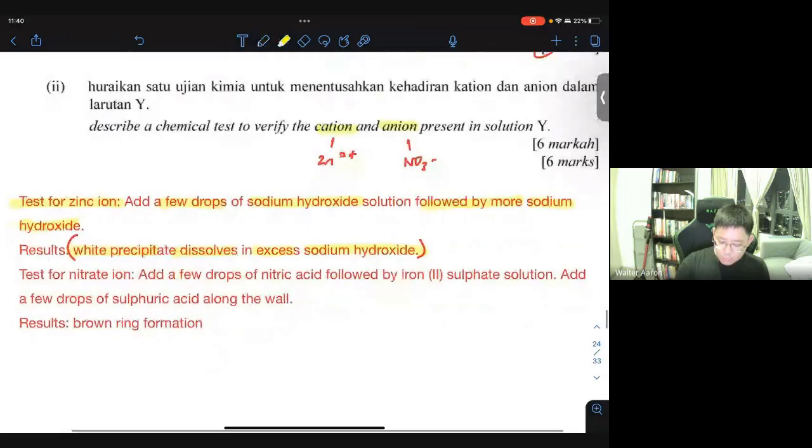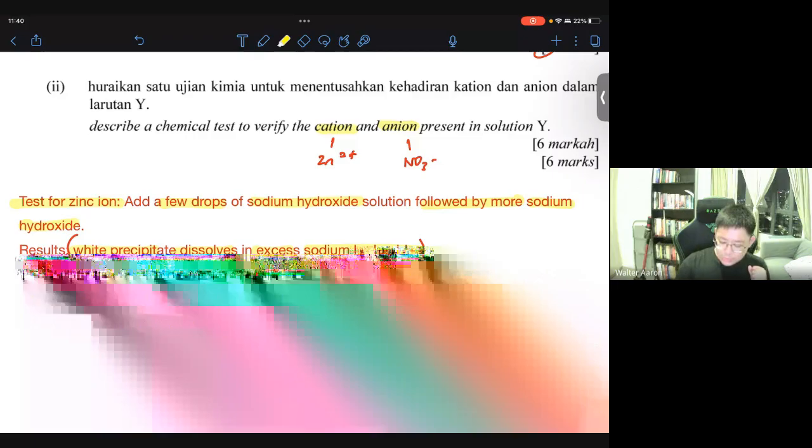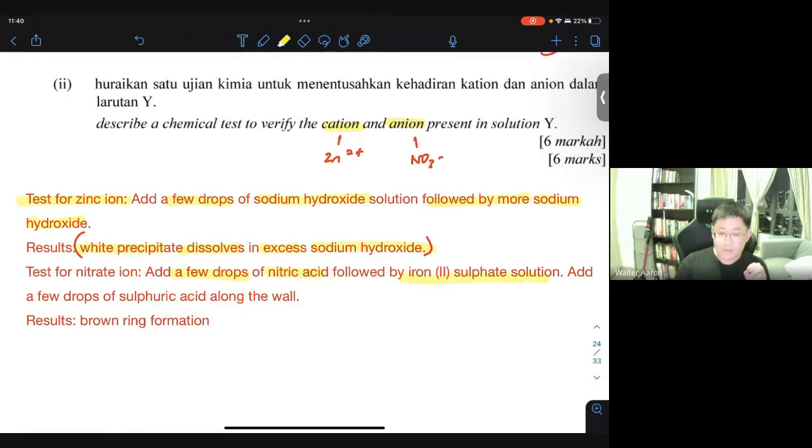You first add a few drops of nitric acid along the walls of the test tube. Then you add a little bit of iron(II) sulfate solution, and then add a few drops of sulfuric acid along the wall. Once it drips all the way down, it reacts with the mixture, and you can suddenly see a brown ring formation. So that's a positive indication of the nitrate ion.